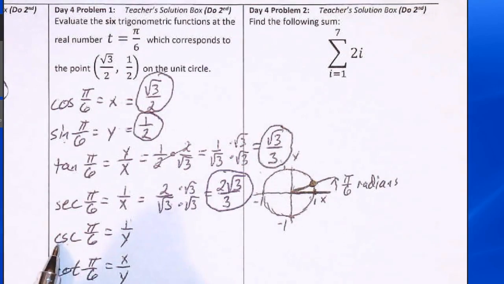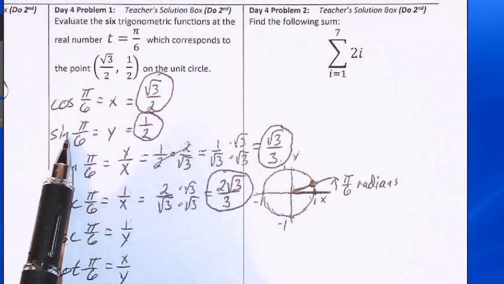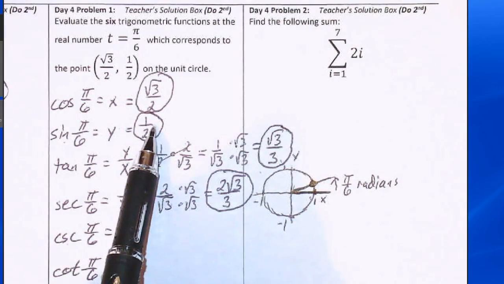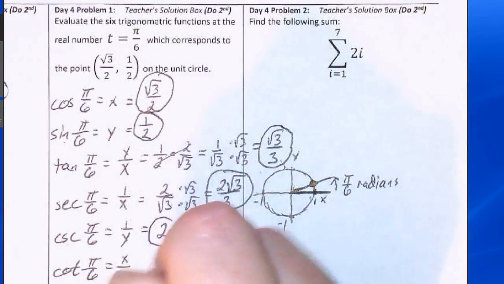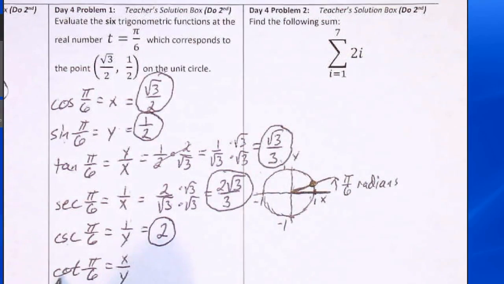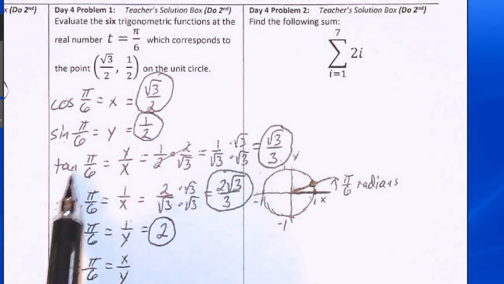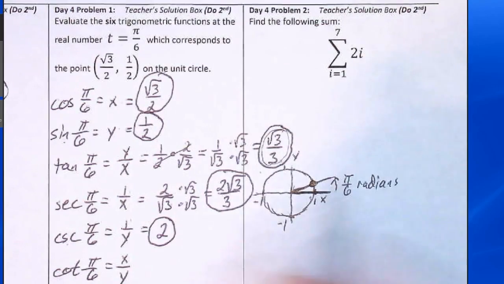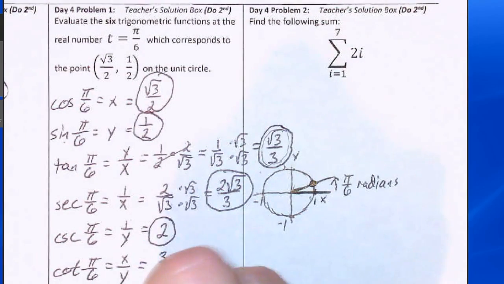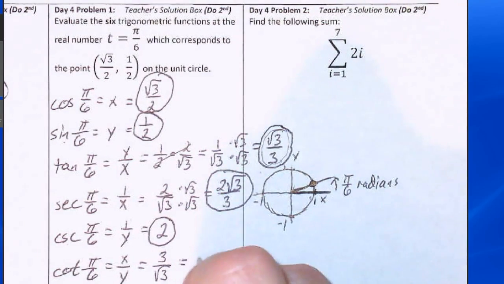Now let's work with cosecant. Let's do the reciprocal of y, or the reciprocal of sine. Take that and flip it upside down, and that makes 2. Last, let's do cotangent. Let's do the reciprocal of our tangent value. Take that and flip it upside down. That is 3 over the square root of 3. Now we need to simplify this. This makes the square root of 3.